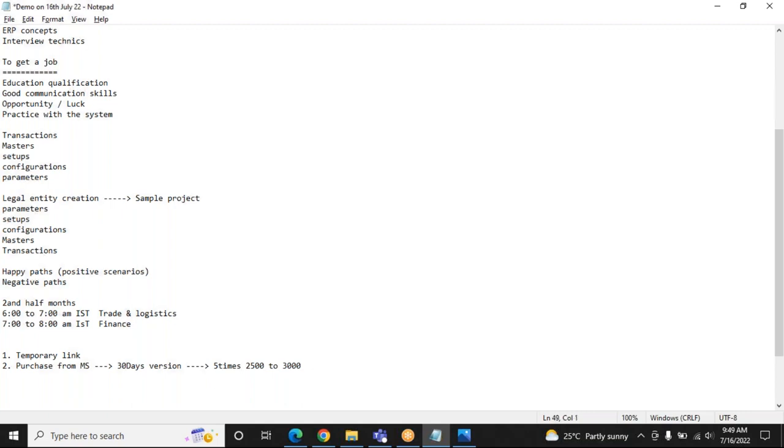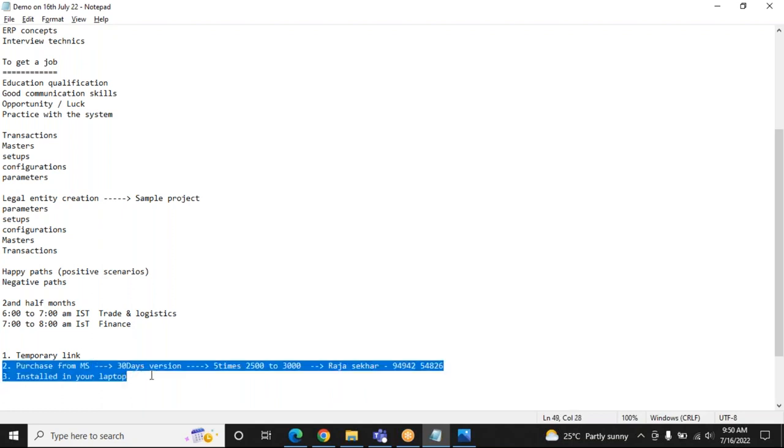I will give you one mobile number. Otherwise, we have one more option: you can get it installed in your laptop. For these two, you can approach Rajashekar. No need to wait for that, you can approach him now also. One minute, I will give you that number. It is not required to join my session. You can approach him. 94942 54826. You can approach this guy for installation. Either of the two options.